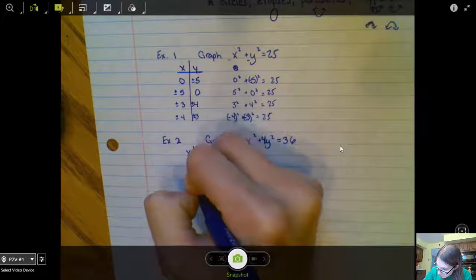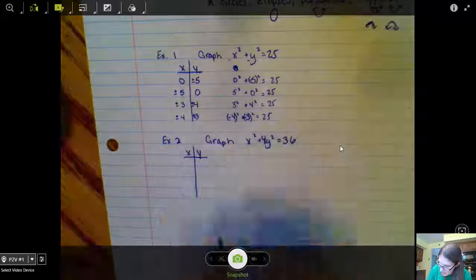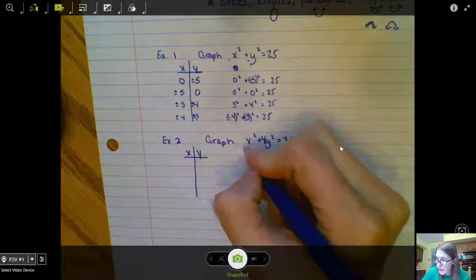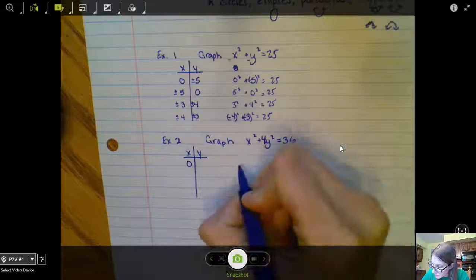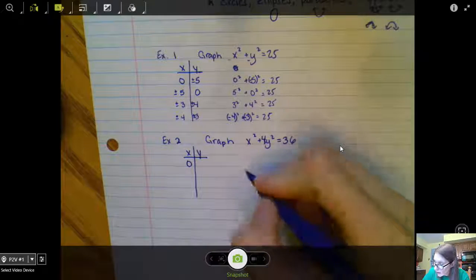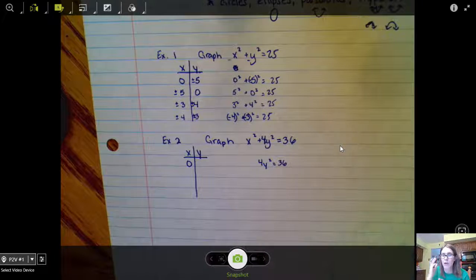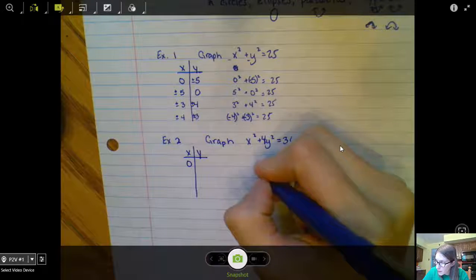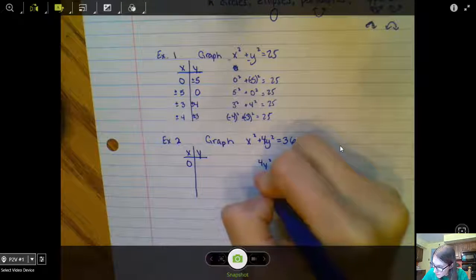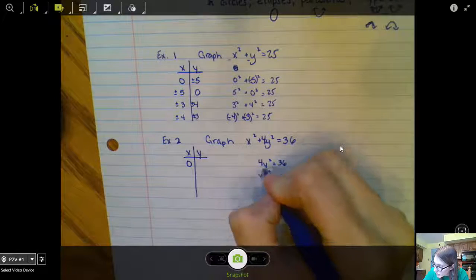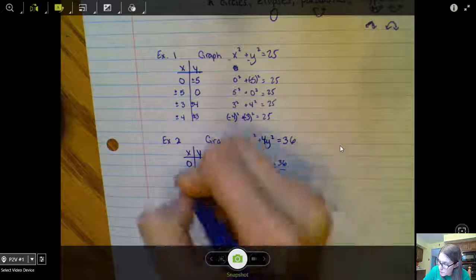And start off by making our table. We'll see what we can do. I think the easiest way to start off is let's pick 0 for one of our variables. So if x is 0, for example, I'd have 0 here. When would 4y squared equal 36? And we can solve that. I would divide both sides by 4. And then square root. That gives me plus or minus 3.